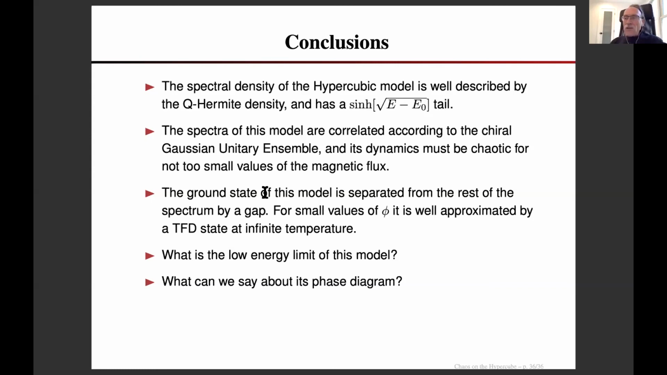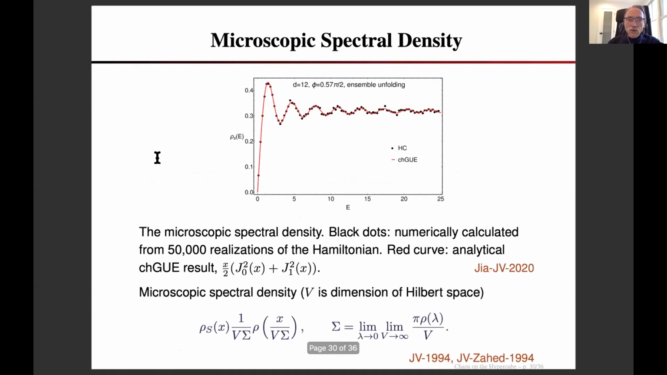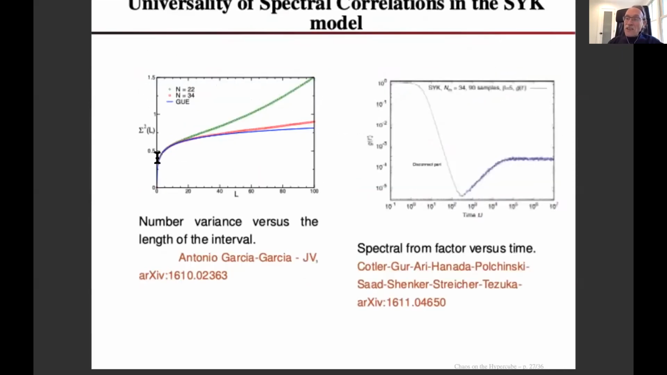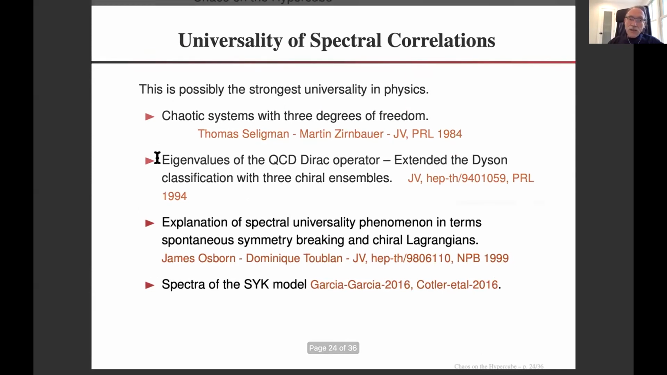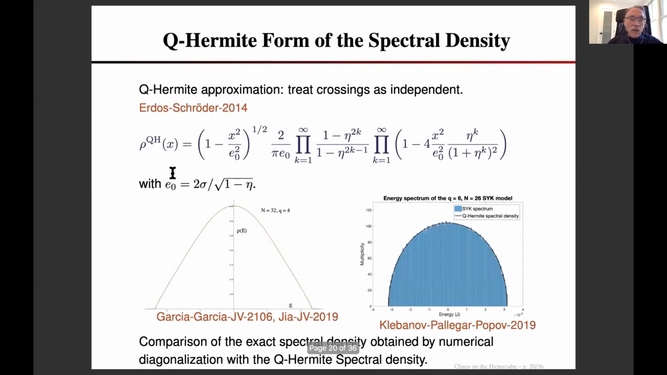Yeah, E0 is actually directly related to, I have somewhere a formula, it's directly related to the variance of the hypercubic model. The trace of h squared sets the scale. You can calculate that analytically, as you can for the SYK model. And then this is E0. So the variance is the overall scale.